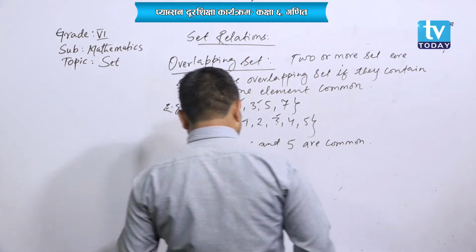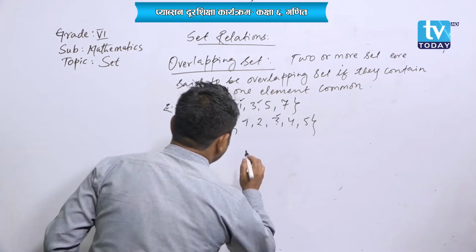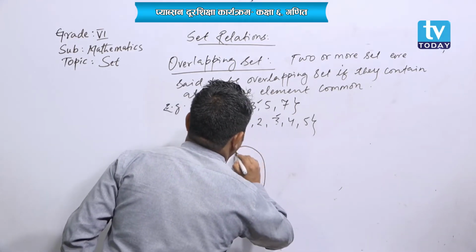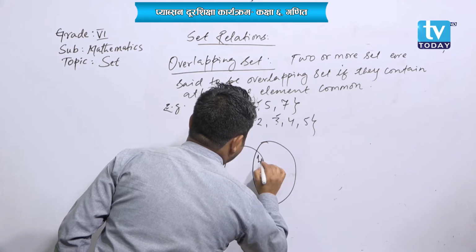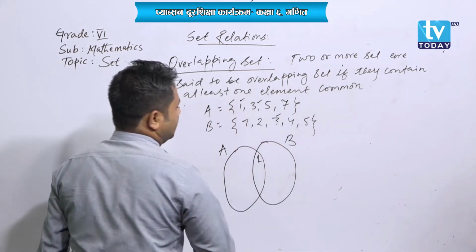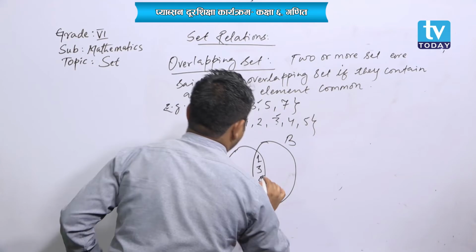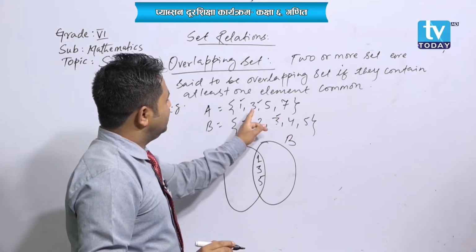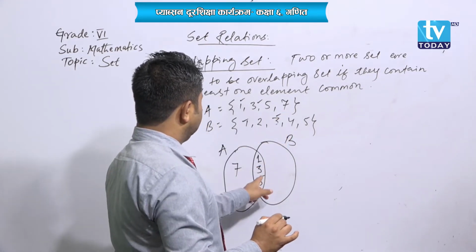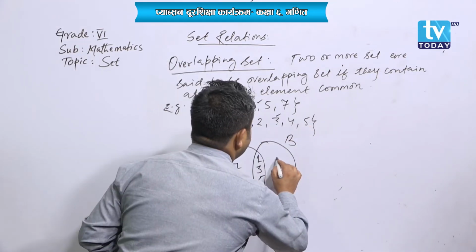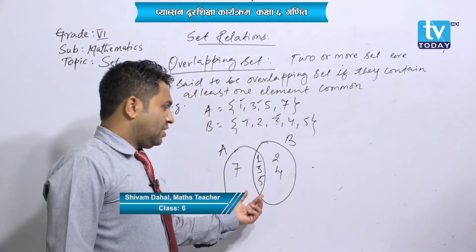Now you can represent these sets in a diagram also. Please first write the common elements of set A and set B: common element 1, common element 3 and common element 5. Then write the remaining elements of set A: 1, 3, 5 are already written, so remaining is 7. Then in set B, 1, 3, 5 are already written, so please write the remaining elements. We can represent overlapping sets in a diagram also.